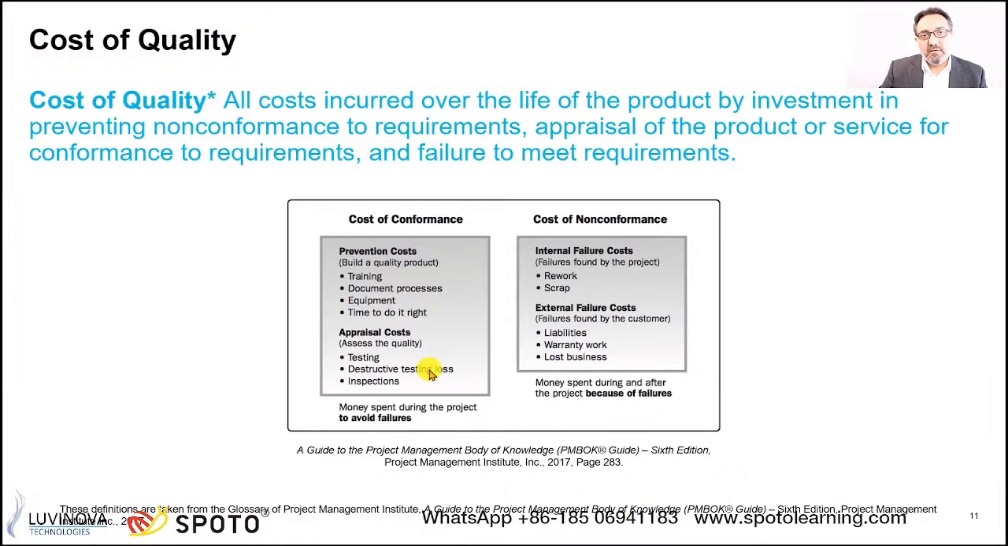Now, the failure in meeting these requirements, we need to pay for, which is the cost of non-conformance. This is money spent during and after the project because of failures. Internal failures: all this rework. Once we have an inspection and it's not accepted, we have to rework. So all this rework and scrap is cost for the project. Some external failures because of non-conformance, not meeting the quality, might include liabilities to the company, warranty work, or even lost business. This is the cost of non-conformance about the quality standards and regulations.